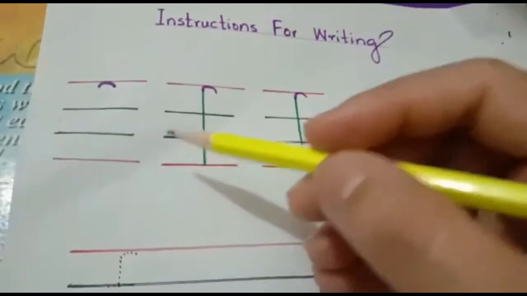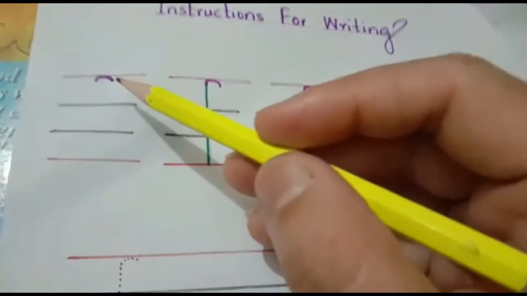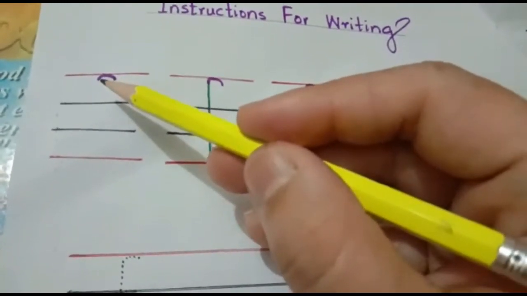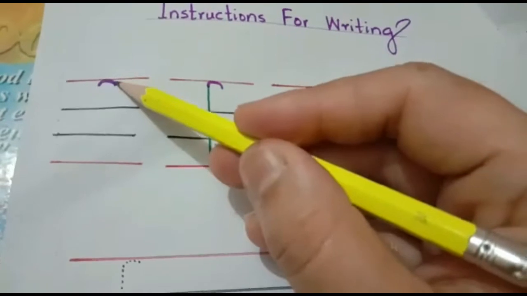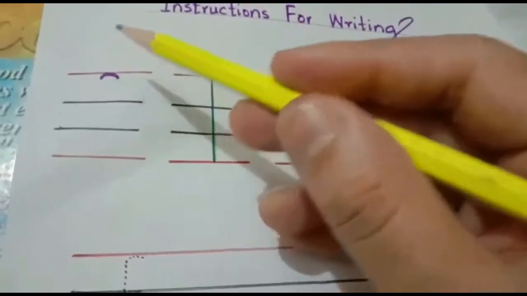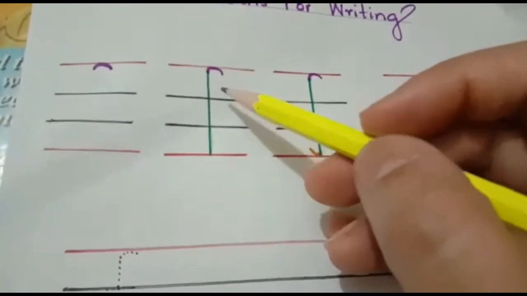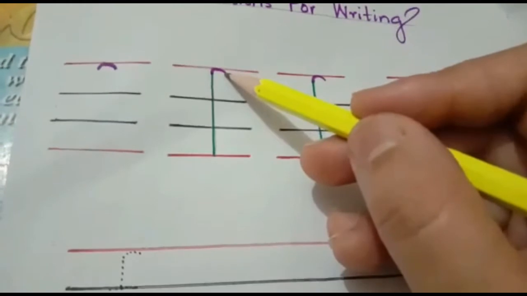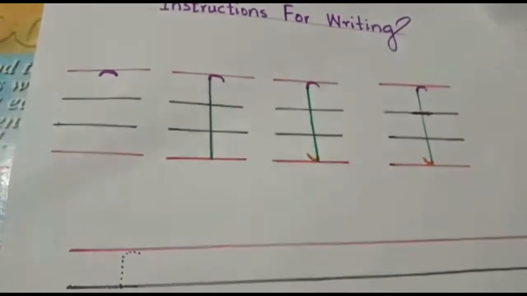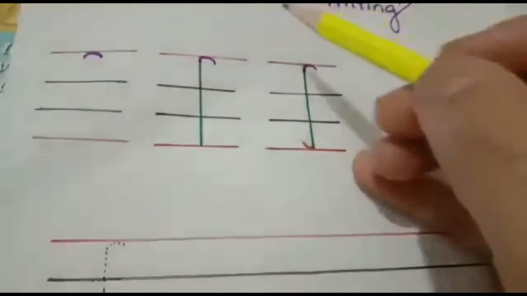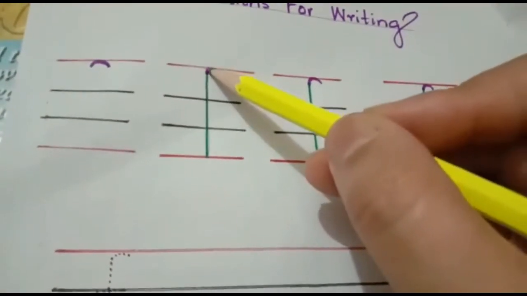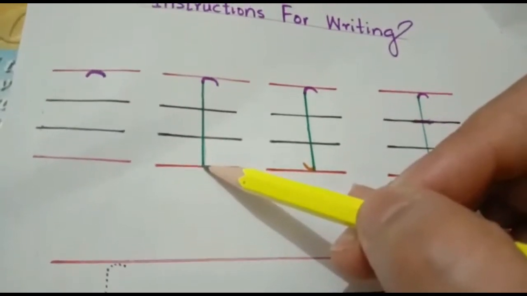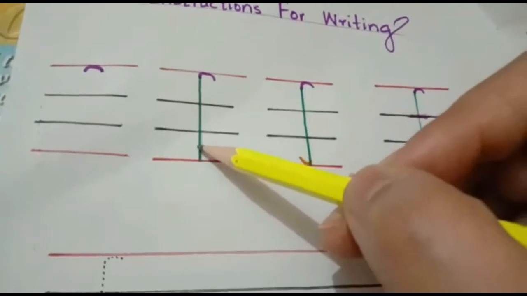Okay. Now, for small f, in first step, you will make a curve, a little curve, with the top line, like this. Okay. Now, in the second step, you will make a straight line with this small curve, like this. First, you will make a curve. Yes, like this. And now here, you will make a straight line with this small curve and touch the lower line. Okay.